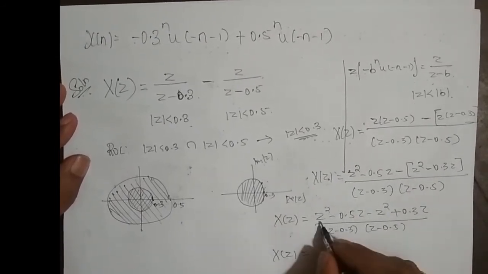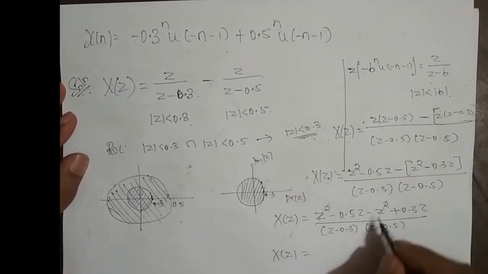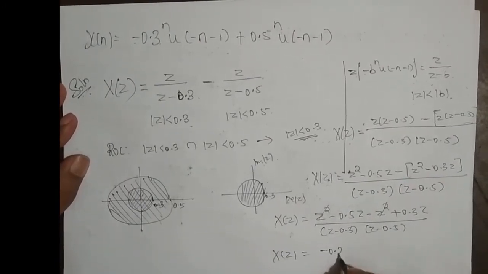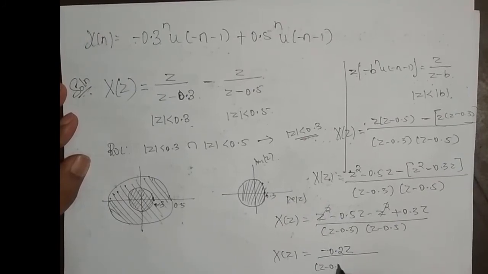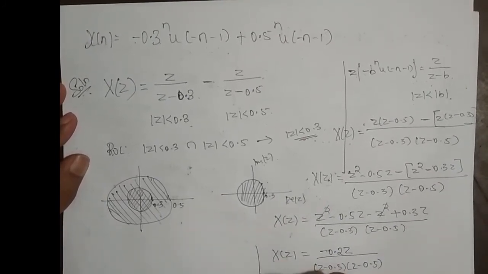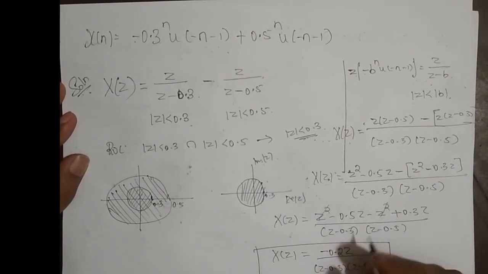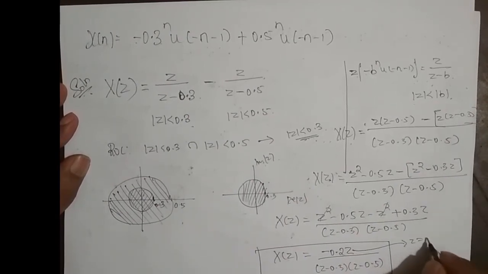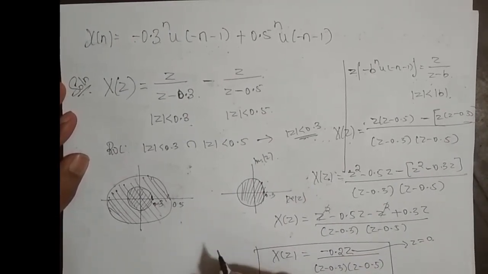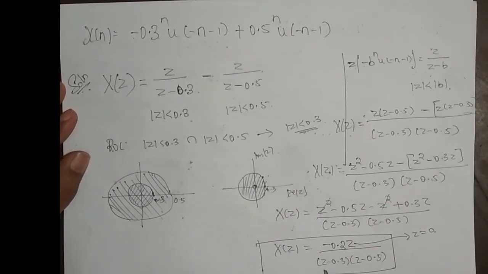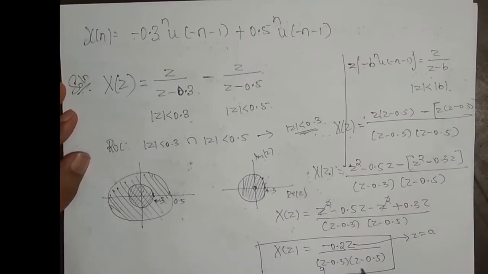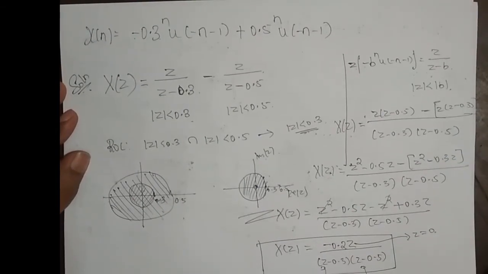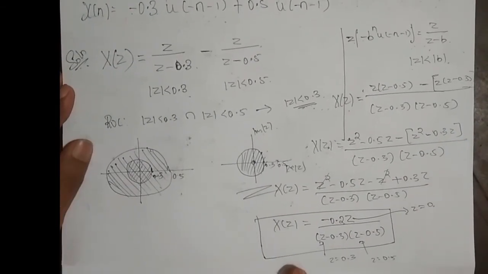So X of z is equal to z square minus z square cancels out. Plus 0.3 z minus 0.5 z is minus 0.2 z, whole divided by z minus 0.3 into z minus 0.5. Okay, I can stop here because I can see how many poles and how many zeros there are. How many zeros are there? If I put z equal to 0, I get the numerator equal to 0. Therefore, I have one zero at z equal to 0. I have two poles, one at z equal to 0.3, the other at z equal to 0.5. 0.3 is already there, 0.5 is here. Okay, so this is the simplified equation.